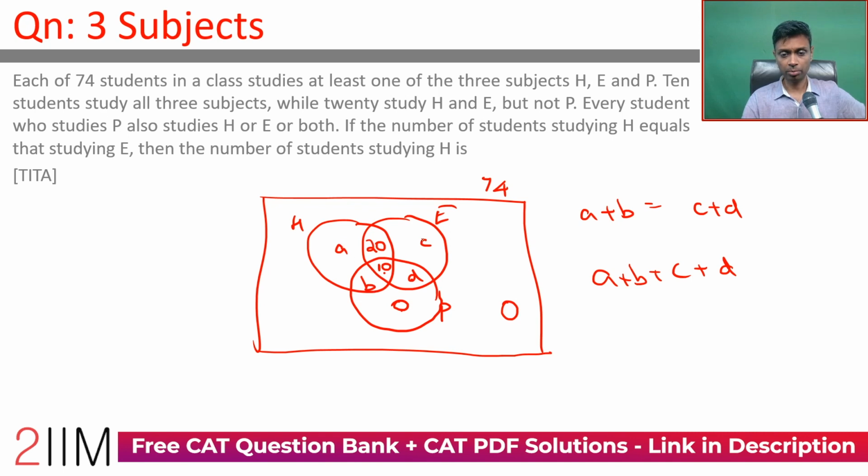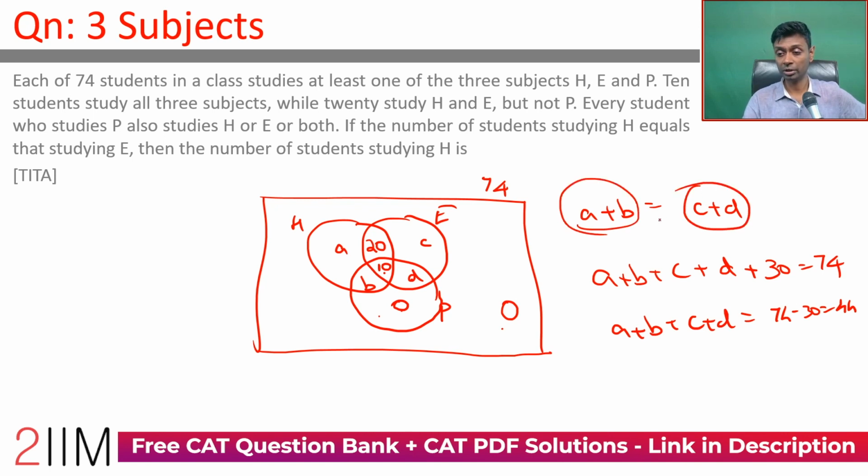A plus B plus C plus D plus 30 equals 74. So this part is 0, this is 0. Or A plus B plus C plus D is 74 minus 30, which is 44. A plus B is equal to C plus D, right? A plus B plus C plus D is 44. This part equal to this part. And we're told these two are equal.